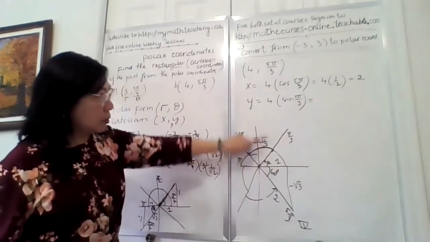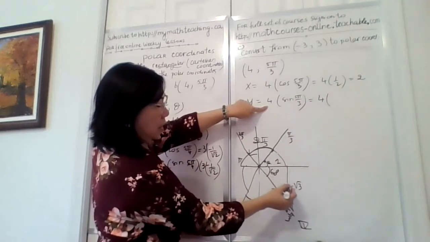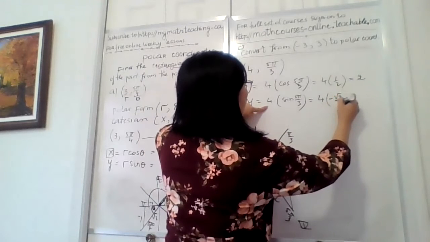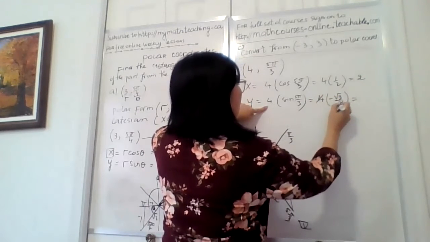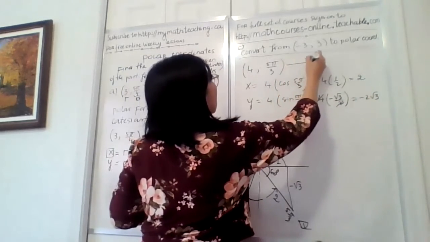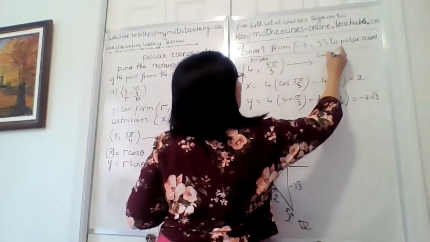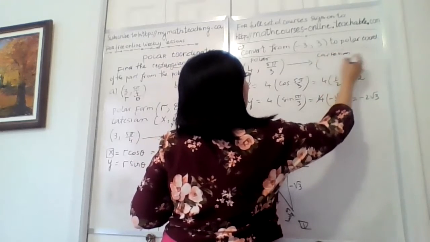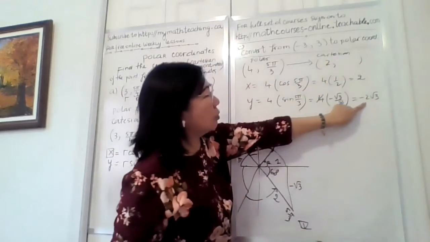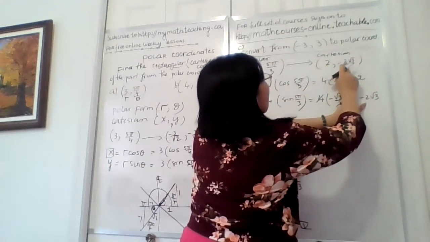For y, if we substitute in 4 times the sine of this angle, which is minus square root 3 over 2, cancel, cancel, we have minus 2 square root 3. So our polar coordinate converted to Cartesian will be x and y. x is 2, and our y is minus 2 square root 3. What's that?